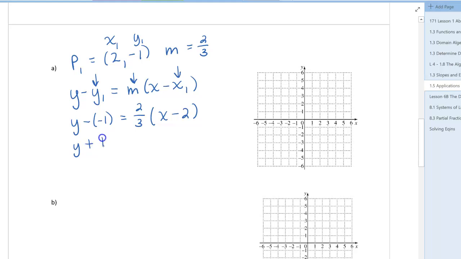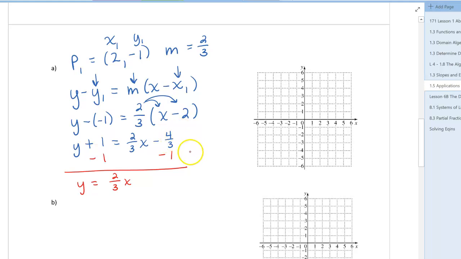So now we just need to clean it up a little bit. So y plus 1, I'm going to distribute this, so it's going to be 2/3 x minus 4/3. And now I just need to subtract 1 from both sides. And so that's going to give me y equals 2/3 x, and -4/3 minus 1 would be -4/3 minus 3/3, or -7/3.